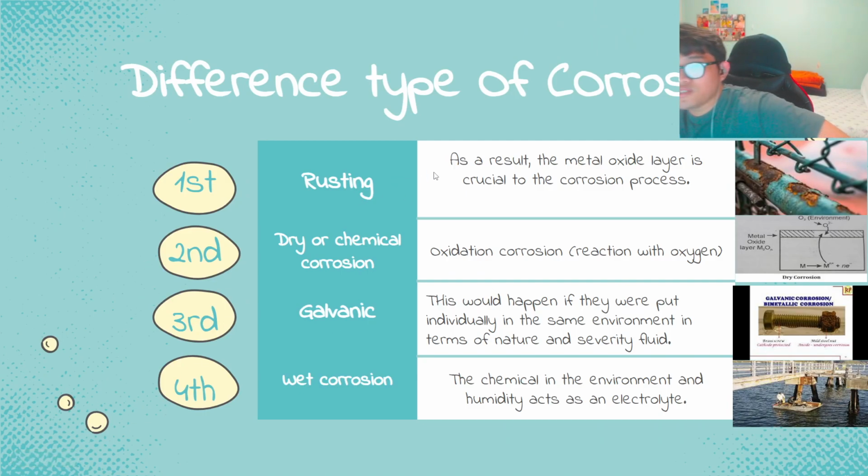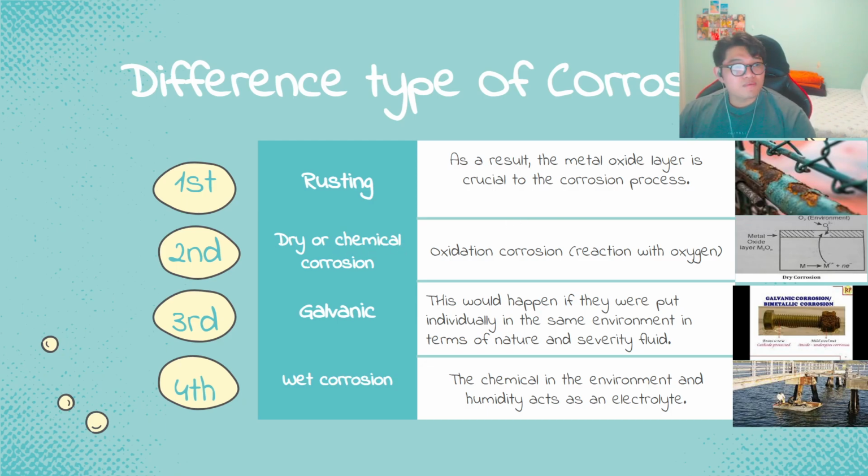So these are the different types of corrosion. Number one, we've got rusting, as a result of the metal's oxide layer in the oxidation process. You can see right here, at first it's green, and it's been sitting there and being oxidized, and now it gives a different look from the rusting.